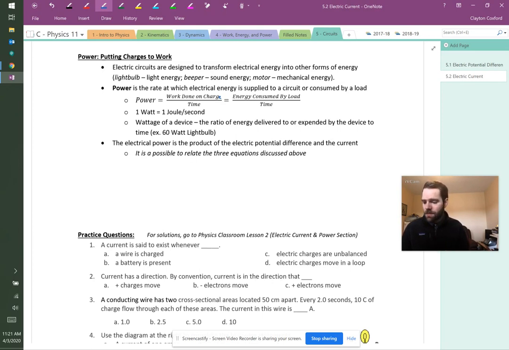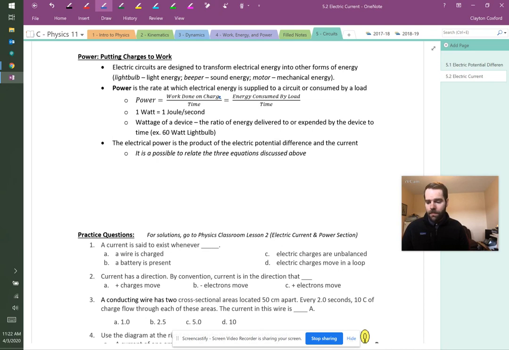And you might sometimes see on a device, like a light bulb, for instance, a 60-watt light bulb. A 60-watt light bulb is telling us how much energy per second that light bulb is using. 60 joules per second. A 120-watt light bulb would be using 120 watts, 120 joules per second.